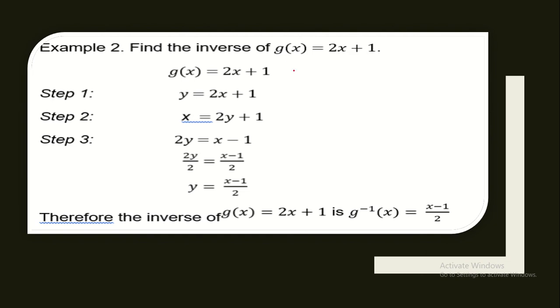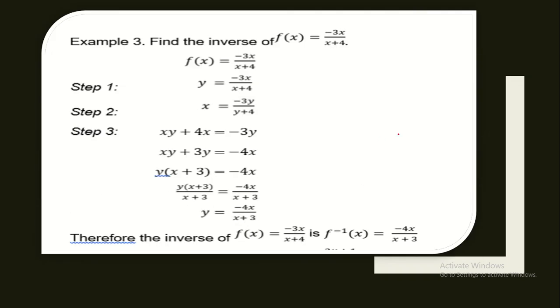Next example, g of x is equal to 2x plus 1. So, same step kanina. Palitan si g of x ng y. Pagkapalit, magpalit din ng pwesto si y at saka si x. Okay? Pagkapalit naman nila, si positive 1 lipat sa kabila, magiging ganito siya. X minus 1. Tapos si 2y. Then, we have to divide it by 2, both sides. So, therefore, the inverse function of g of x is ito. X minus 1 over 2.